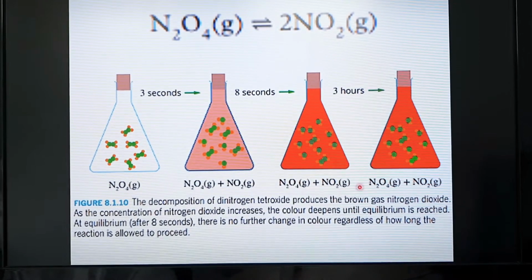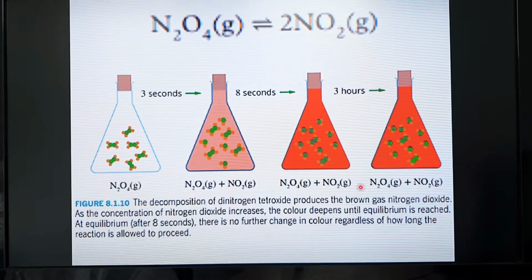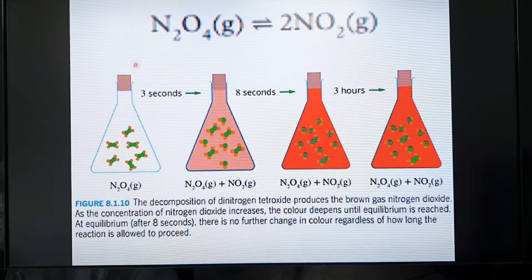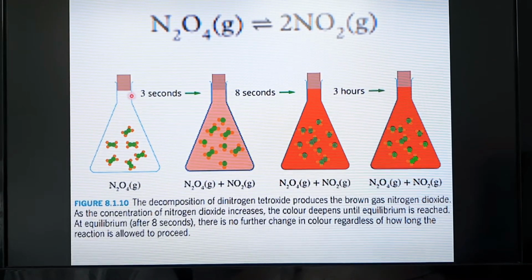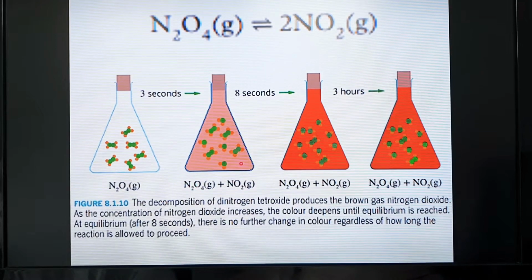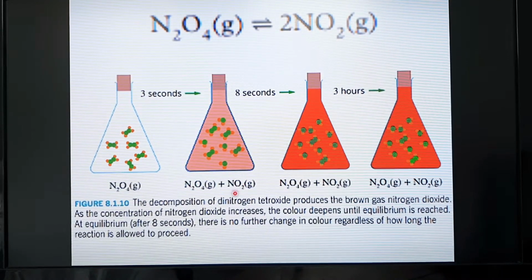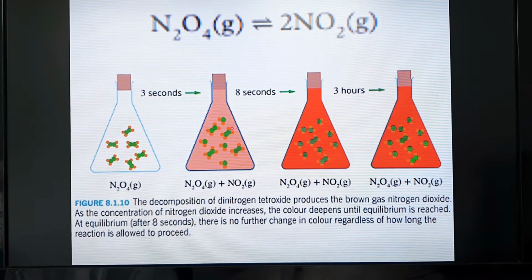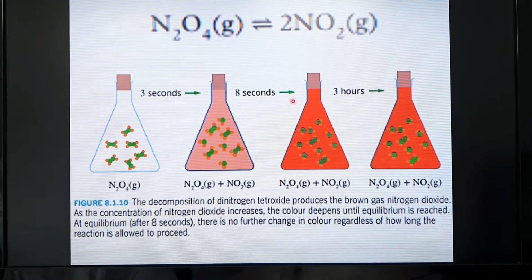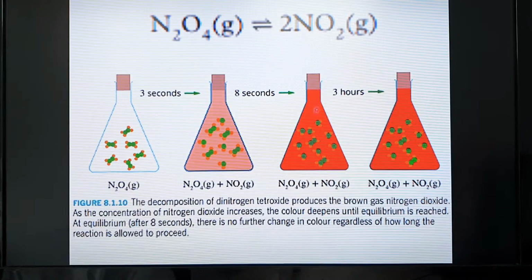Here's another example demonstrating equilibrium. So we've got dinitrogen tetroxide, so N2O4 gas, and we leave it in the chamber, and after 3 seconds, it decomposes to form nitrogen dioxide. And that is a gas that has color. Now over time, another few more seconds go by, and you'll get this color here. Now, no matter how long you wait after this 8-second mark, the color doesn't change.